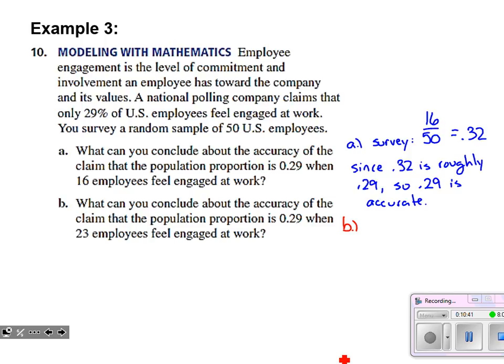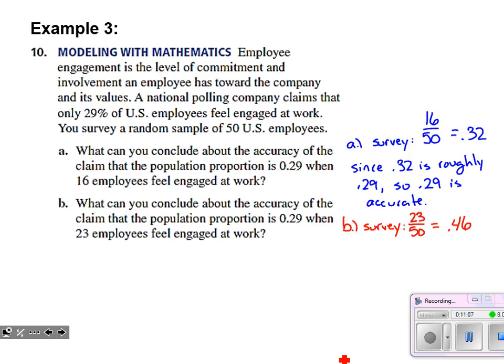Letter B, what can you conclude about the accuracy that the population proportion is 0.29 when you survey 50 employees and find that 23 of them feel engaged at work? So now our little survey is giving us 23 out of 50, which equals 0.46. Now that's a pretty significant change from our 0.29 that this polling company is giving us.